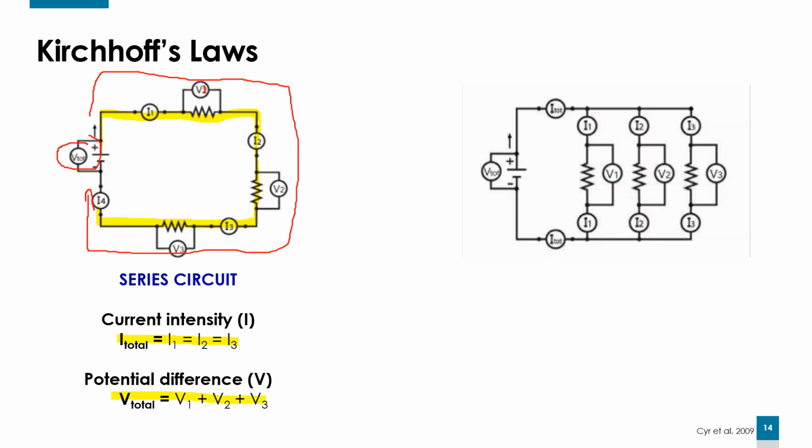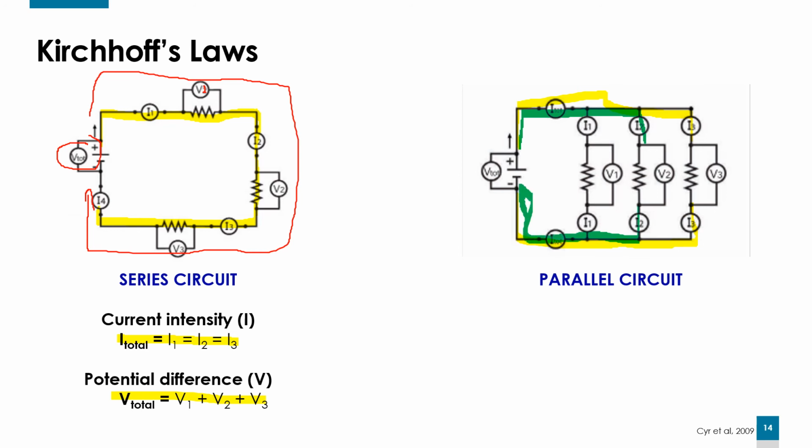Now, what about the parallel circuit? The parallel circuit, if I try to make a single line, I don't have a single line connecting all of them. I have this single line here. So let's say go to the V3. I'm going to put another color, for example, green. I have this single line here connecting the two.